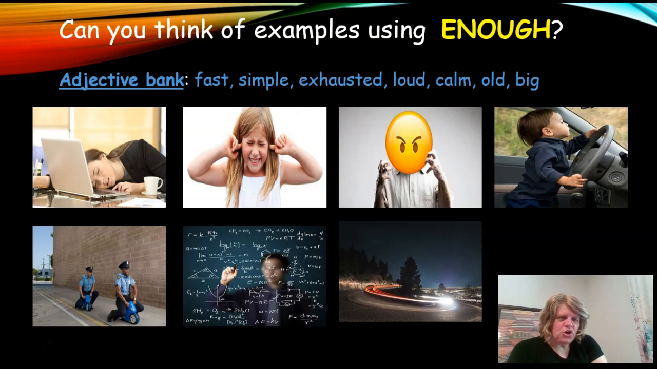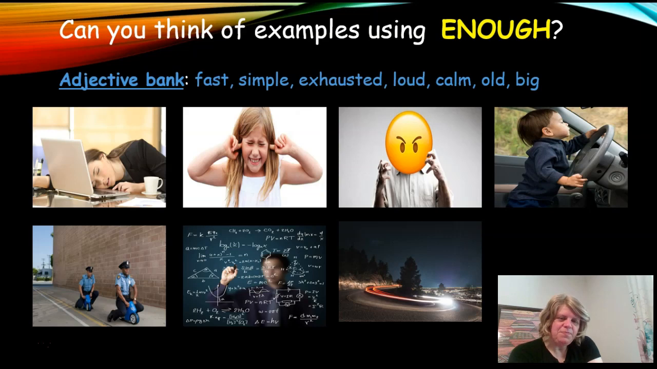The next picture with the little child, we can say he's not old enough to drive. We had in the first example he's too young to drive, and here we're saying the same thing with enough. He's not old enough to drive. What about the next picture? Here we can use big, but can we say the police officers are not big enough? Then we would change the meaning, right? So how can we use big in this case? We can say the bikes are not big enough for adults.